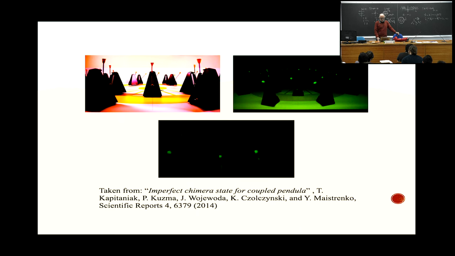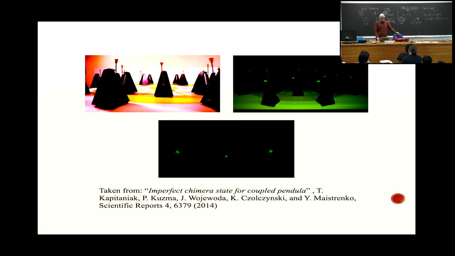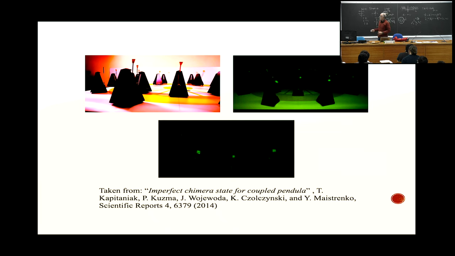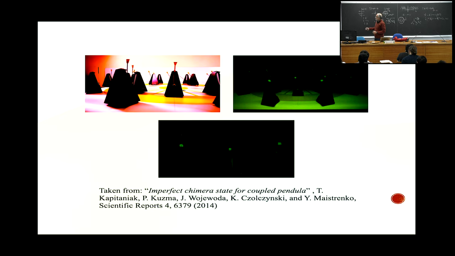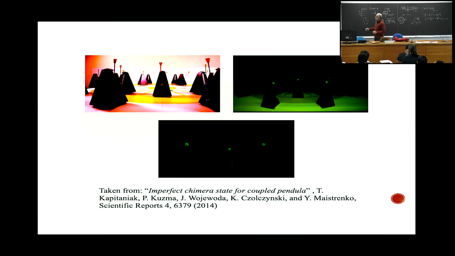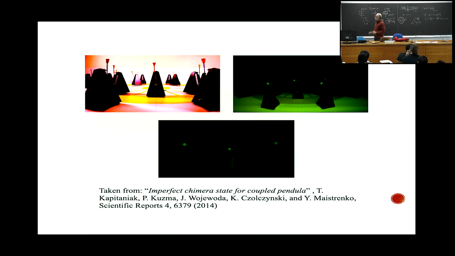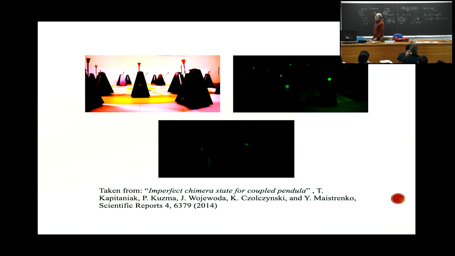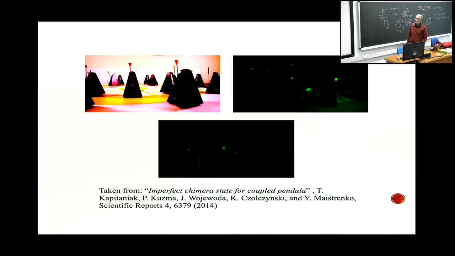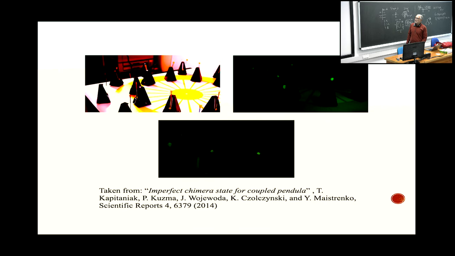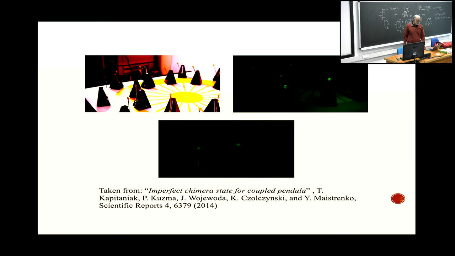I wish this was slightly clearer. This is an experiment done by Kapitaniak et al. And you can see here the smallest possible chimera state. The two outer pendula, I don't know which one. They're all oscillating together, and like I said, I wish the experiment was a little clearer, but maybe the next one is.